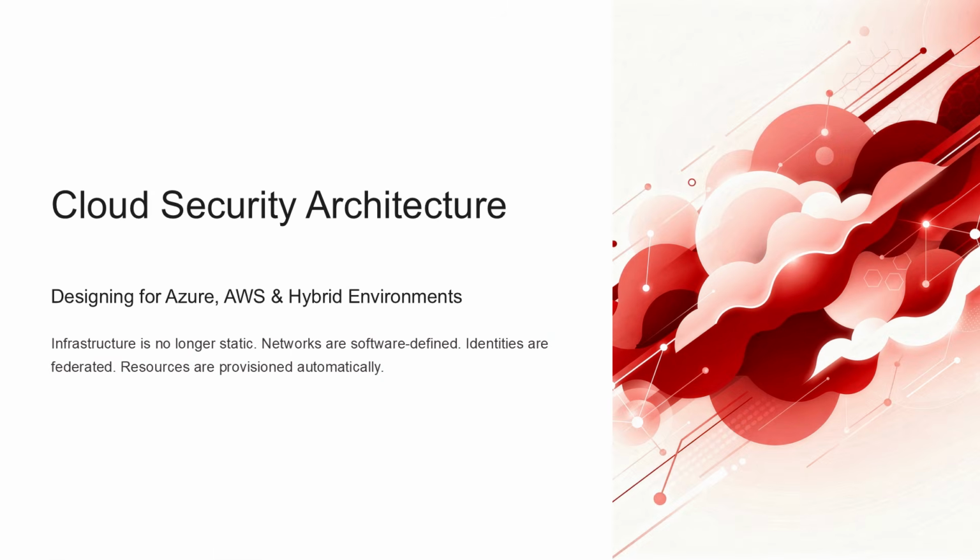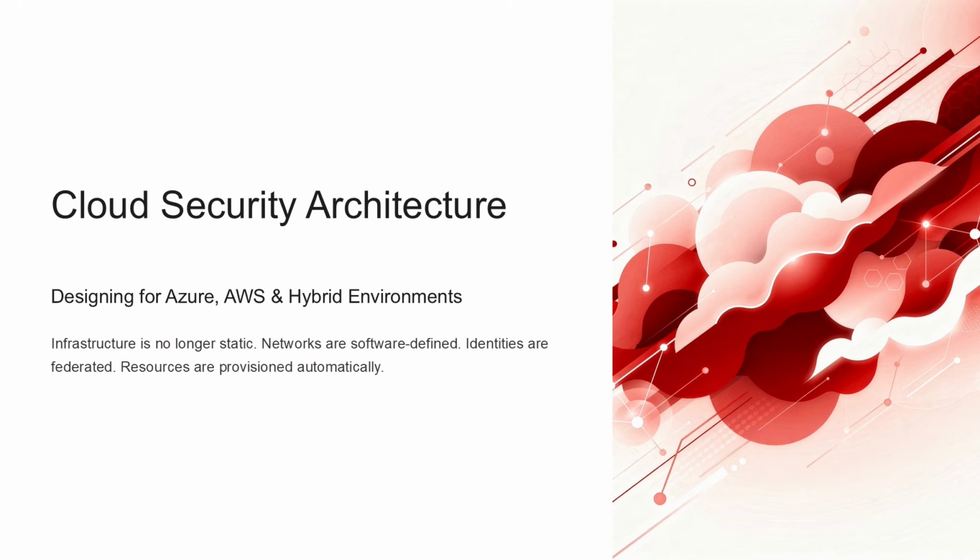If you are designing enterprise security today, you are designing for cloud. Whether your organization operates fully in the cloud or in a hybrid environment, cloud platforms are no longer experimental. They are foundational. Your enterprise likely runs workloads across Microsoft Azure, Amazon Web Services, possibly Google Cloud, alongside legacy data centers and SaaS ecosystems. This multi-cloud and hybrid reality changes the nature of architecture.